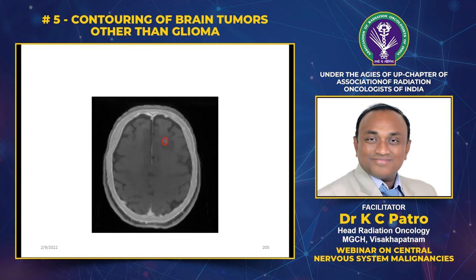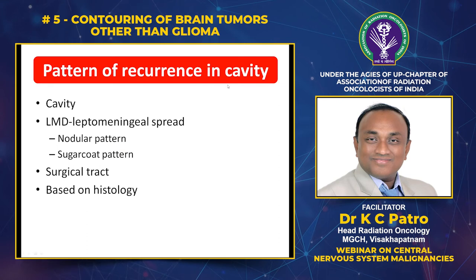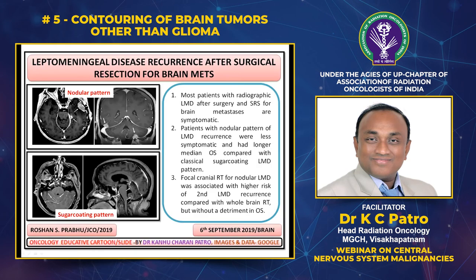The main problem comes when you are planning for the brain met cavity SRS. Suppose you have a brain tumor, a single lesion, and a neurosurgeon has done the surgery, how to handle these things? Why is there importance in this? This pattern of recurrence in the cavity, because of leptomeningeal spread. One is the nodular pattern of spread, one is the sugar coating pattern of spread. That is along the surgical tract and based on the histology. So this is called the sugar coating pattern along the pial surface, and this is the nodular pattern of recurrence.